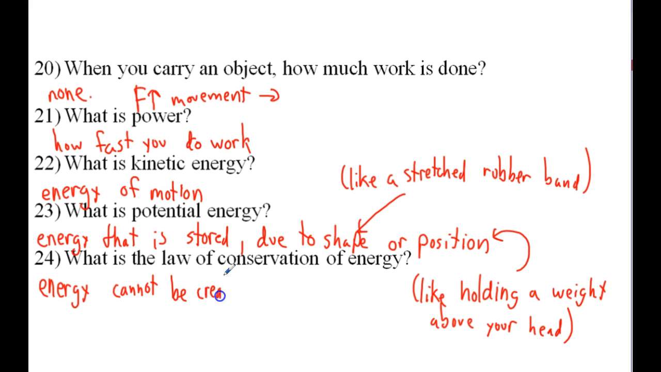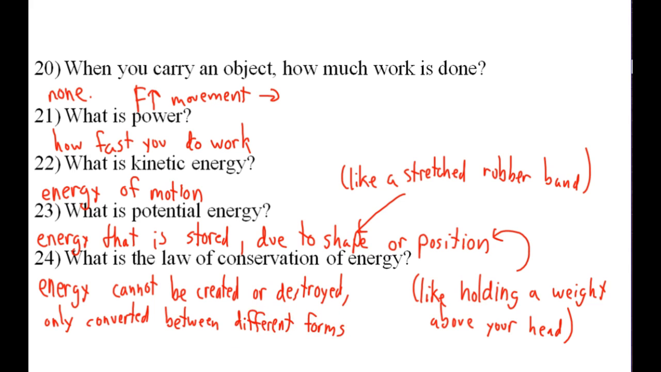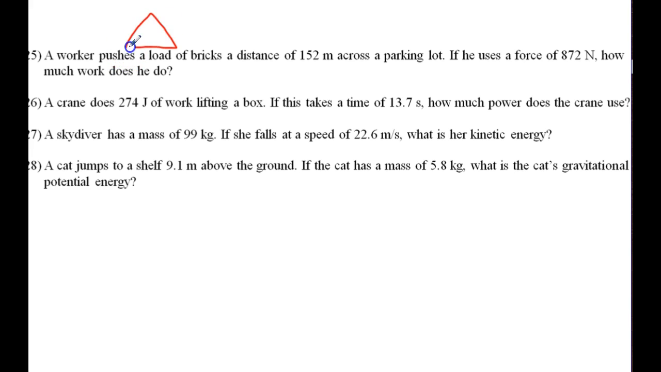Law of conservation of energy. Energy can't be created, energy can't be destroyed, it can only be converted between different types, like heat to electricity or vice versa. All right, this one here, some more equations that I'm solving for here.